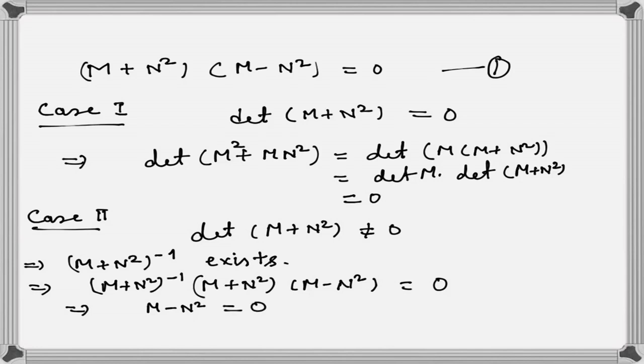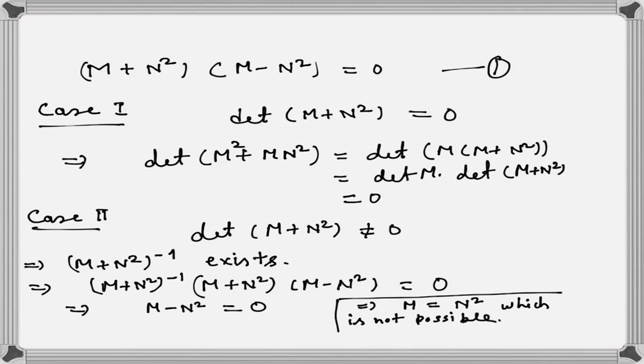So let me just summarize here. This implies that M is equals to N square, and this is not possible, because in the question it is given that M is not equals to N square. So this implies that case 2 cannot occur.